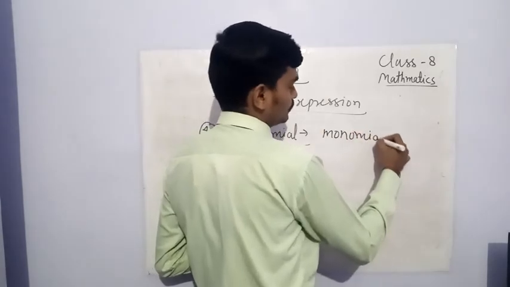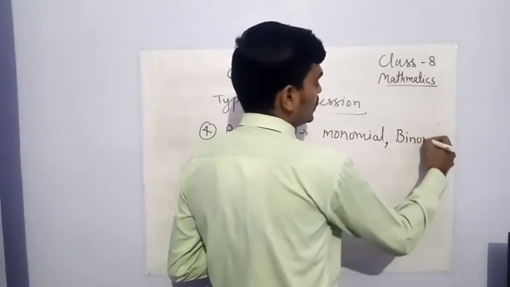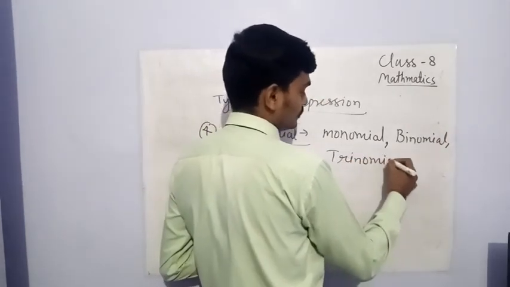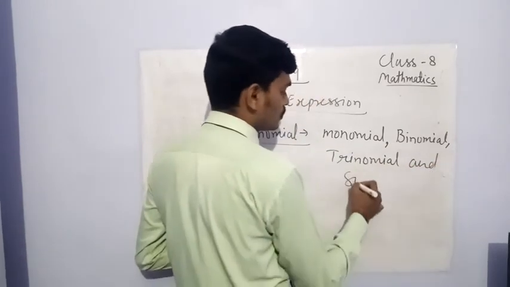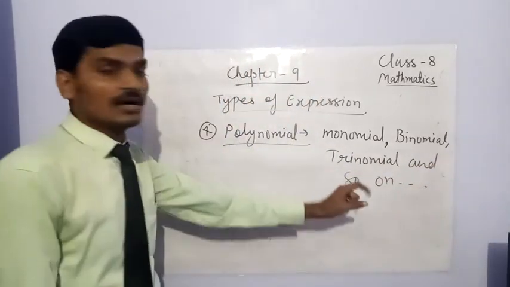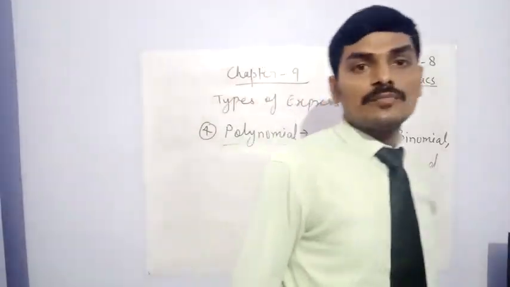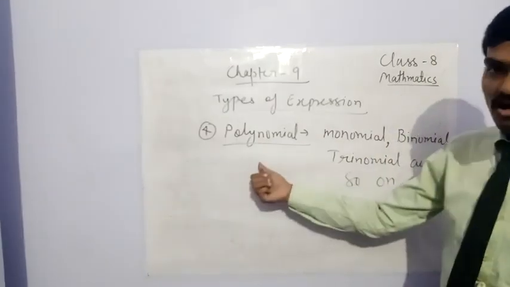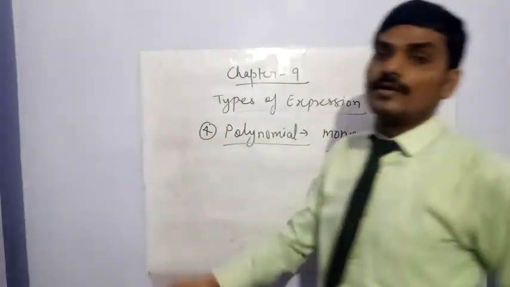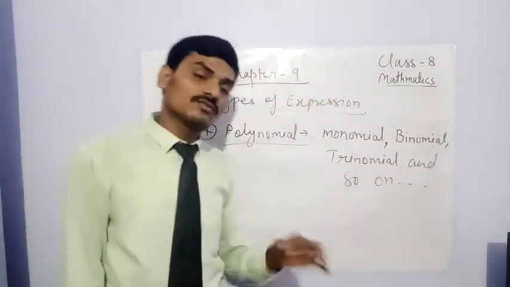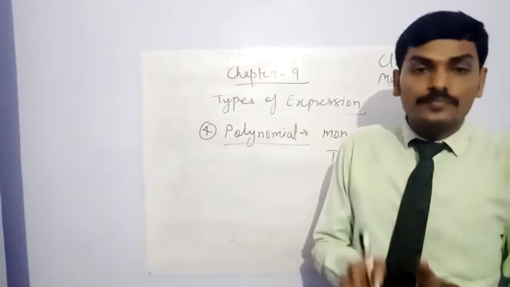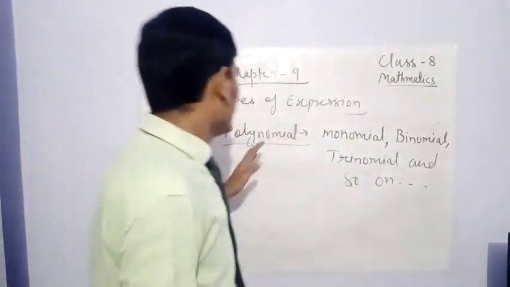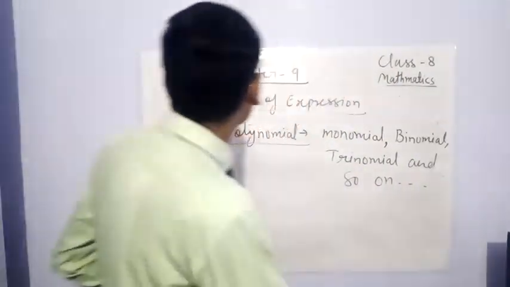So polynomial includes monomial, binomial, trinomial, and so on. These all are polynomial. So in polynomial, monomial is also included, binomial is also included, trinomial is also included, and so on. Tetranomial, pentanomial, hexanomial. So all the monomial, binomial, trinomial, tetranomial, pentanomial, all are known as the polynomial. Now come to the next topic.